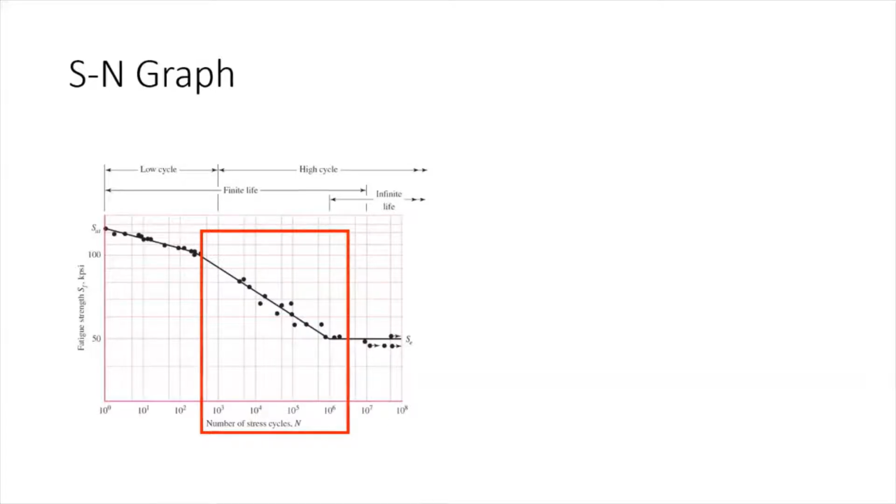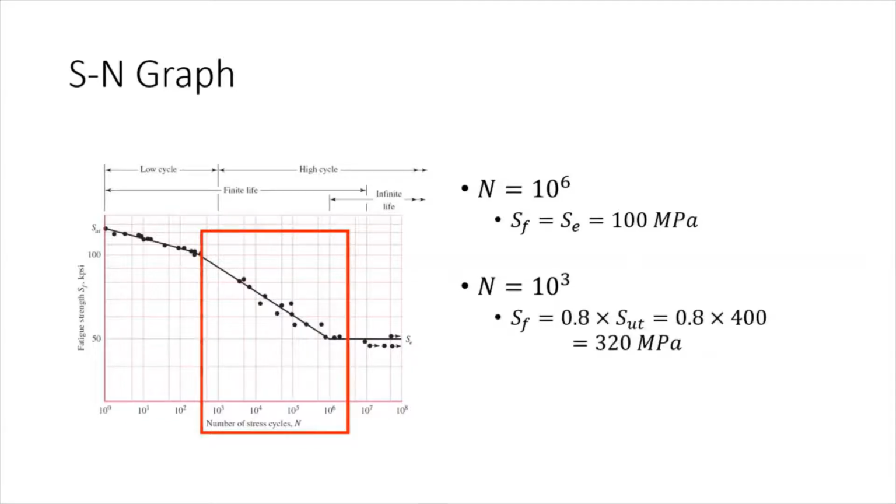We know that the strength where N equals 10^6 cycles is 100 megapascals. We can approximate the strength where N is 10^3 cycles as 0.8 times the ultimate strength, which is 320 megapascals. Knowing the values of these 2 points, we can estimate the fatigue strength for 10^5 cycles.